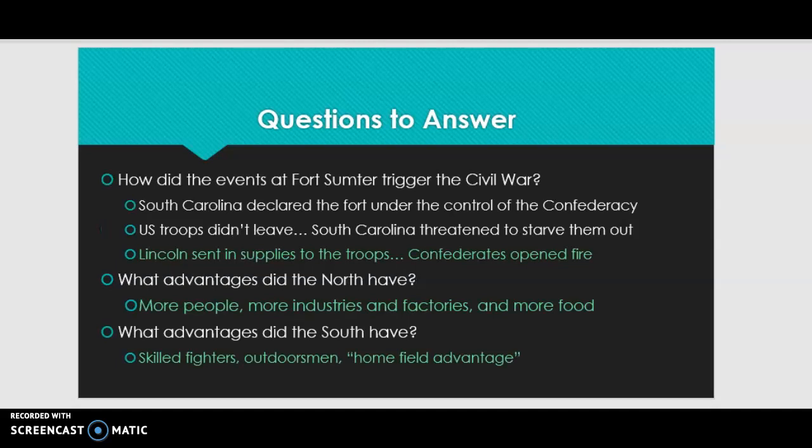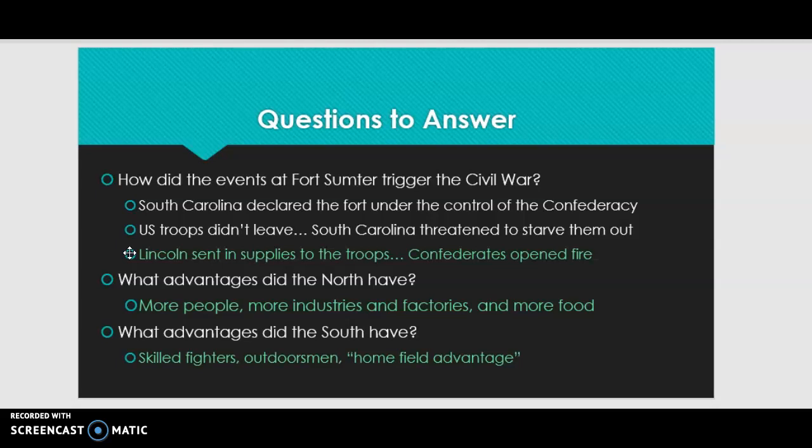All right, so our questions to answer here, and I know I went through this rather quickly, but how did the events at Fort Sumter trigger the Civil War? Well, South Carolina declared that the fort was now under control of the Confederacy, but the U.S. troops decided not to leave, so South Carolina threatened to starve them out, block supplies so that they were reduced to starvation and would likely leave then. But Lincoln did try to send in supplies to the troops, and so the Confederates opened fire.